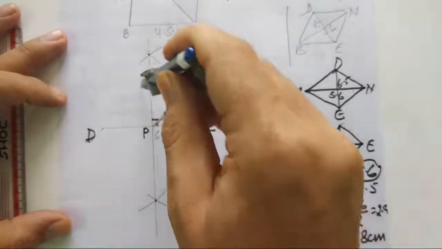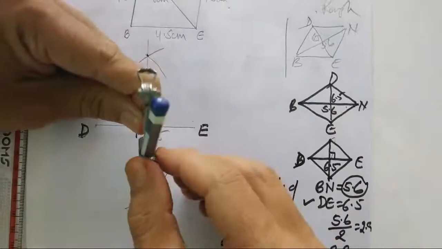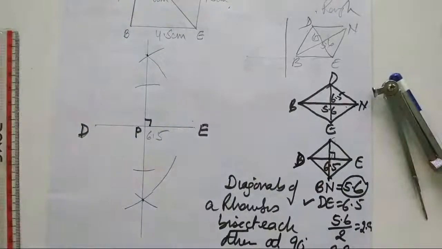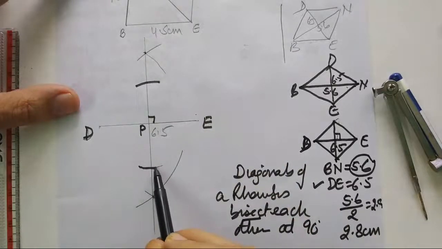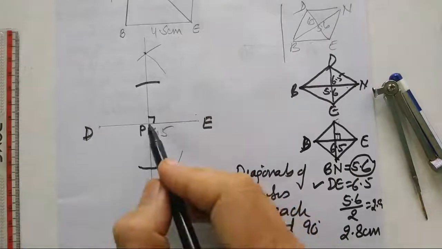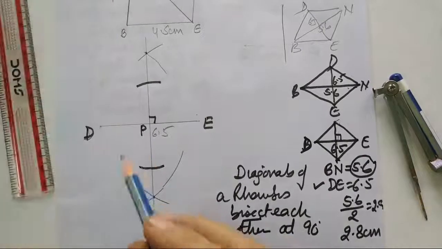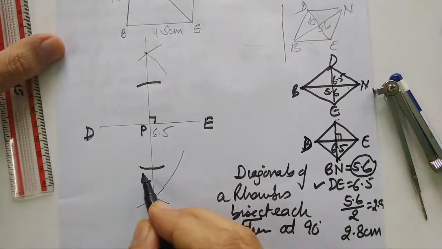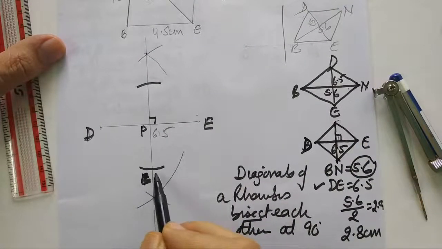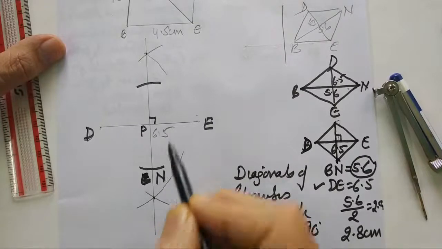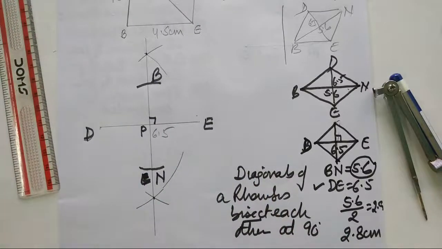Put the compass here and cut the first arc. Then cut the second arc. So I have cut two arcs. First arc here and second arc here from point P. And then using pencil I will join these points. E is here, so this point is N and this is B. So B, E, N, D will be my rhombus.